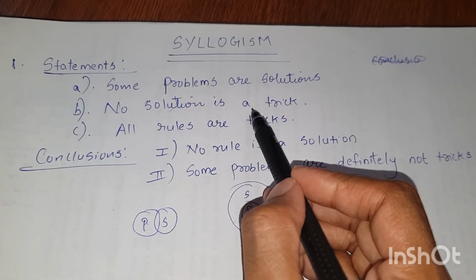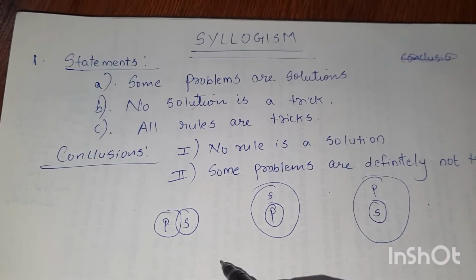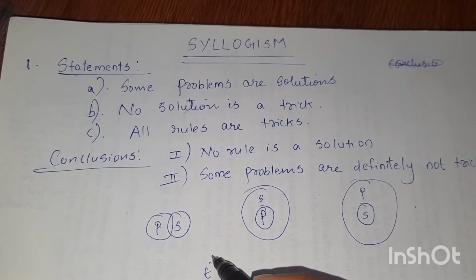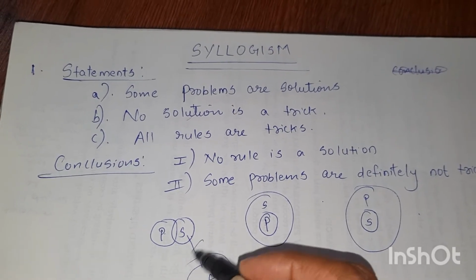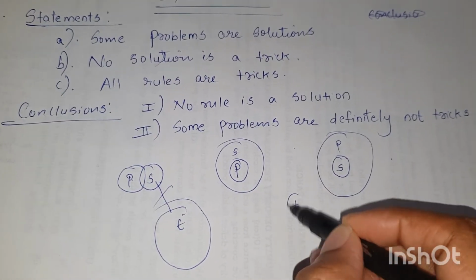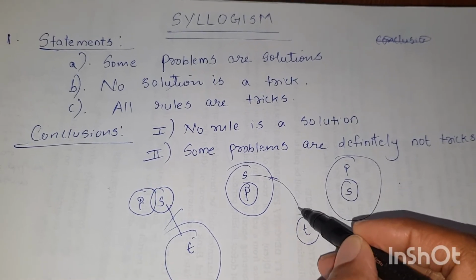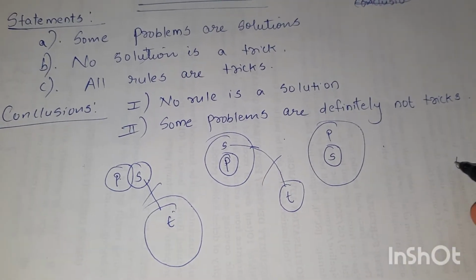Second, no solution is a trick. No solution is a trick. Okay, no solution is a trick. So there is no relationship between solution and trick.